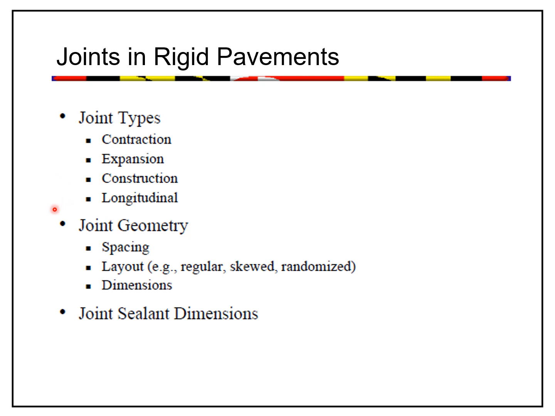As far as the joint geometry is concerned, in that case you will have to look at the spacing, the layout of the joint, and the dimensions. And one important thing, which is the joint sealant dimension. That is very, very important.